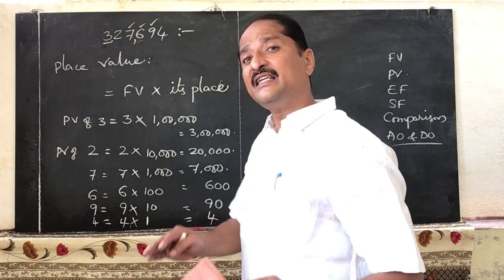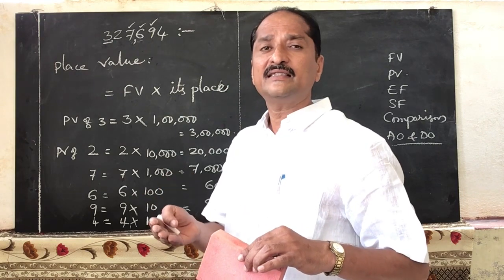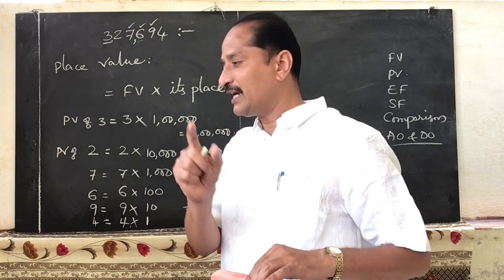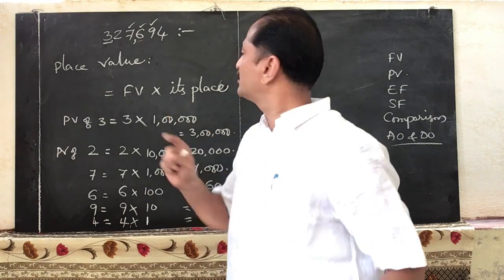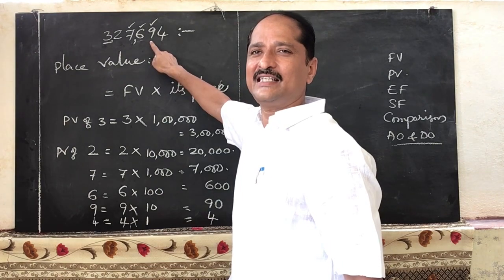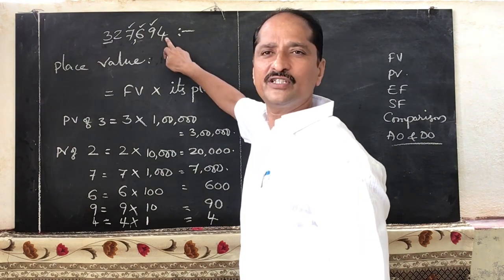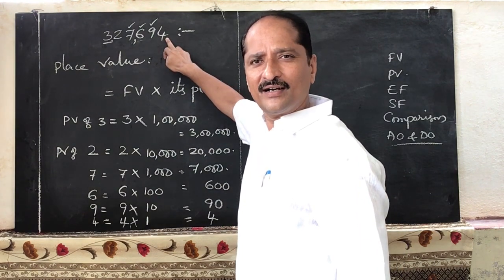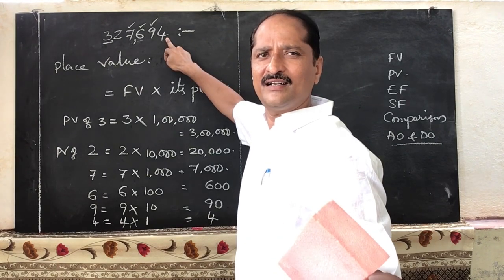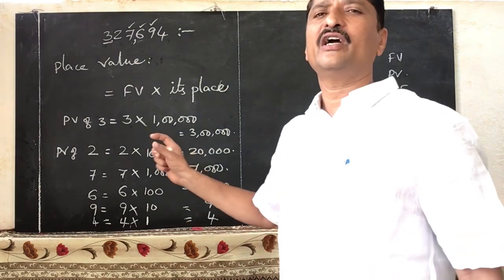Good. Period is one's period or units period. But 9 is in which place? Tens place. So period is different from place. Period and place you have to remember carefully. So 9 into 10, 9 tens are 90. So place value of 9 is equal to 90. Place value of 4 is 4 into 1, it is in one's place, so 4. This is how to find the place value of any number.